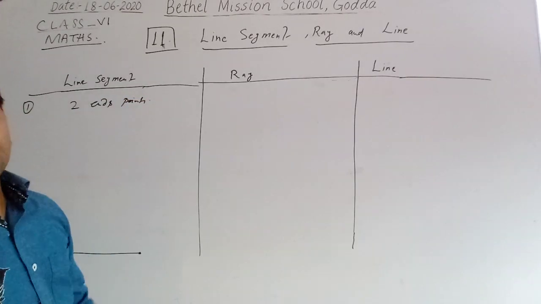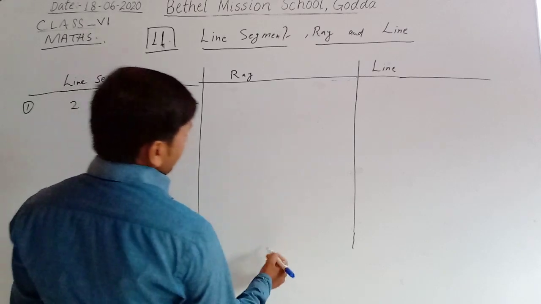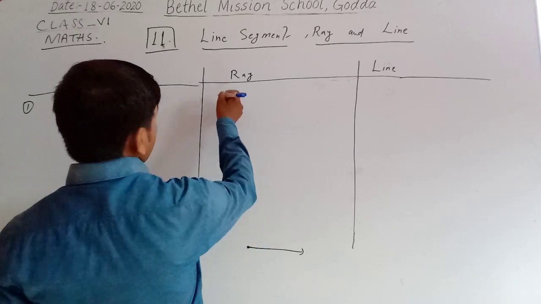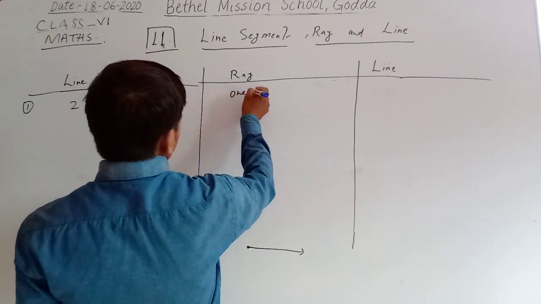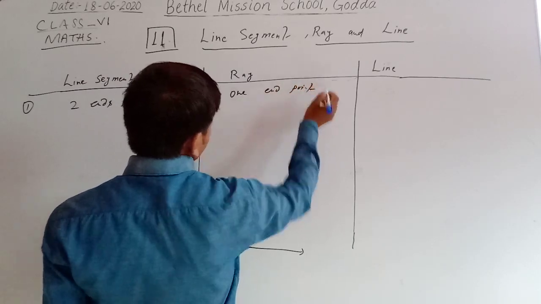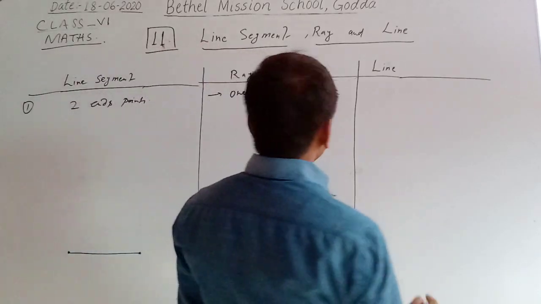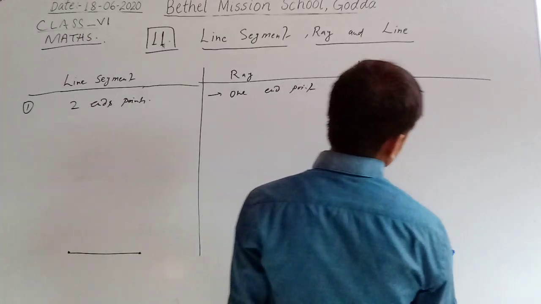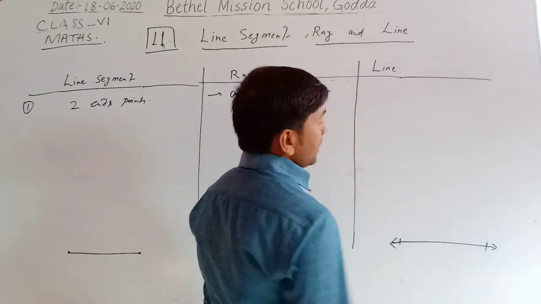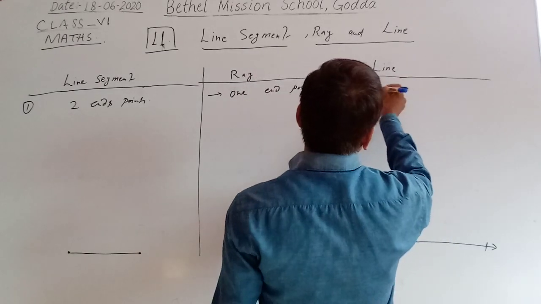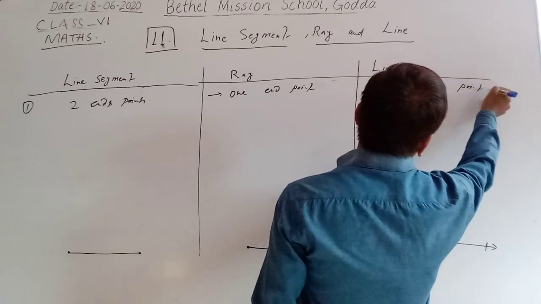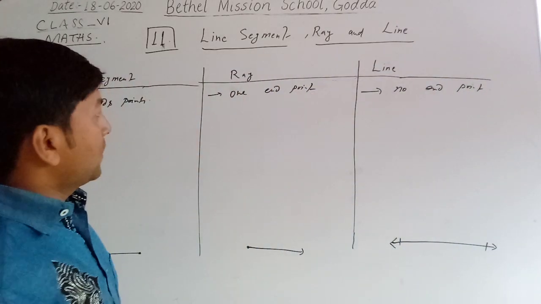Line segments has two end points, and a ray is the symbol. This is ray. A ray has only one end point. How many end points? One end point. And a line. This is the symbol of line. It has no end point. So, what is the difference?